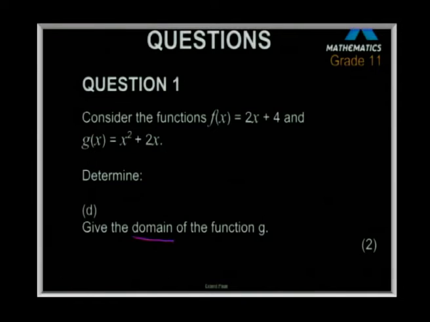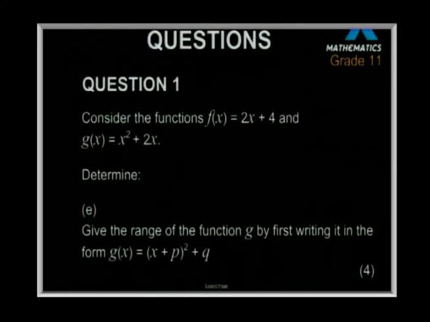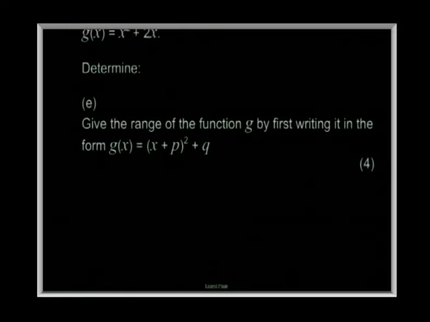Give the domain, that means the x values of the function g. Function g is the parabola. It doesn't really make a difference because both the parabola and the straight line, it would be x as an element of any real number. In the next question, they ask for the range of the function g by first writing it in the form x plus p squared plus q. This means we're going to first have to complete the square, and we will have to look at the original equation. We did practice this at the beginning of the lesson.